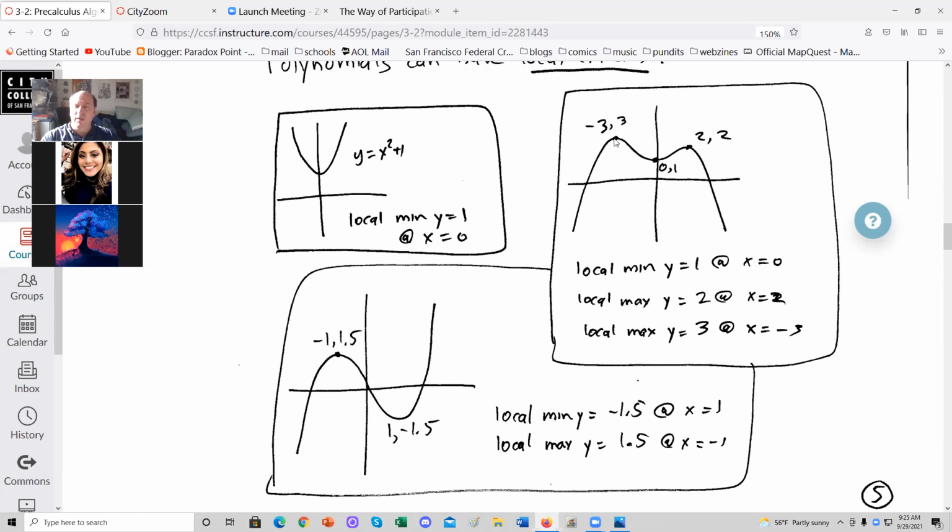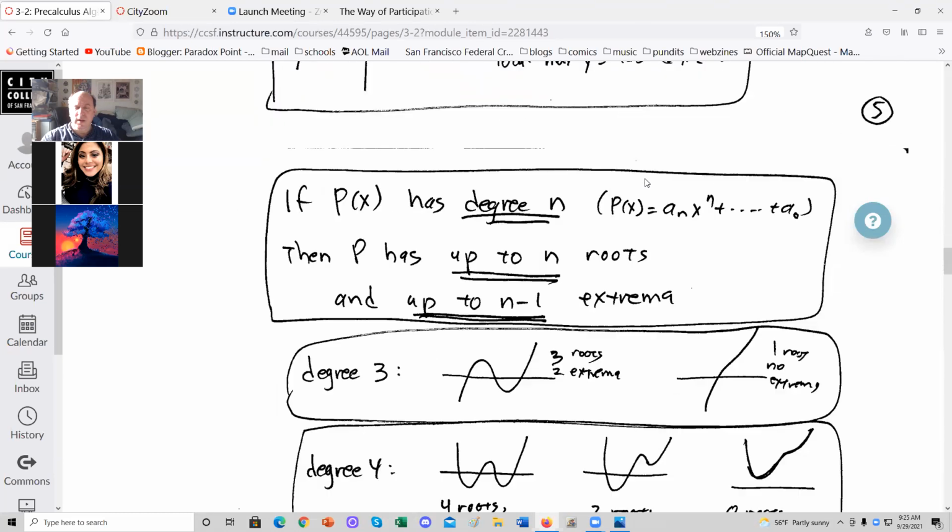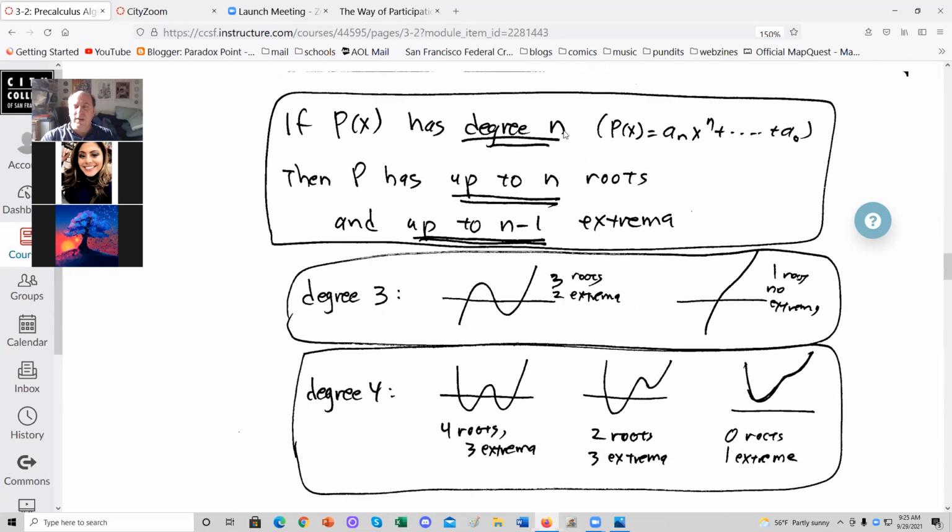Here we have a graph going up and down. A local maximum of y equals 3 at x equals negative 3, a local minimum of y equals 1 at x equals 0, and a local maximum of y equals 2 at x equals 2. Now, the degree of a polynomial will show how many roots it might have and how many extreme values it might have. So if it has degree n, then it has up to n roots.